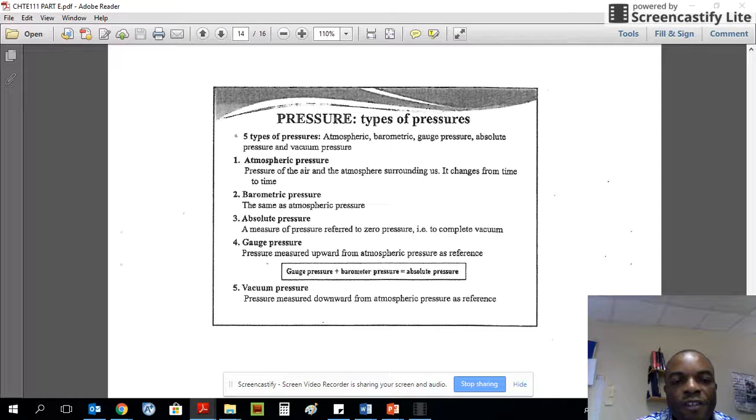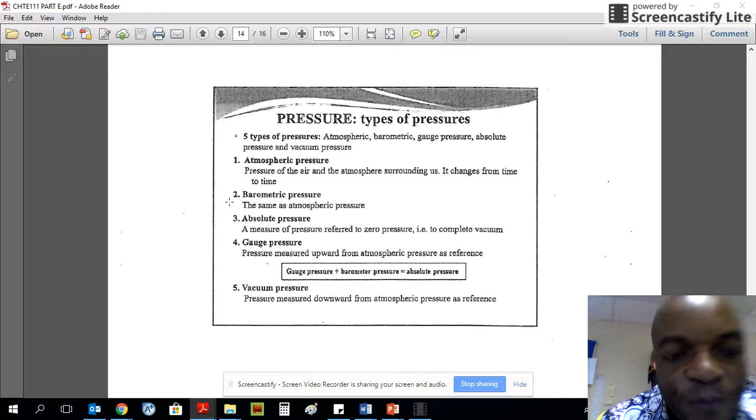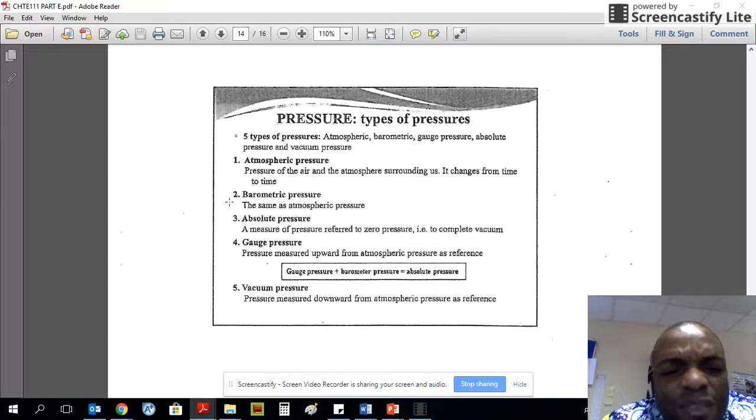By barometric pressure, number 2, we mean atmospheric pressure. So it is the same as atmospheric pressure. I'm used to ask students during test, what is the difference between atmospheric pressure and barometric pressure? The answer is they are the same. It's like the same bottle, but with different labels.